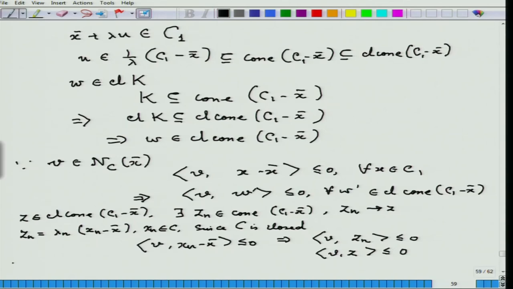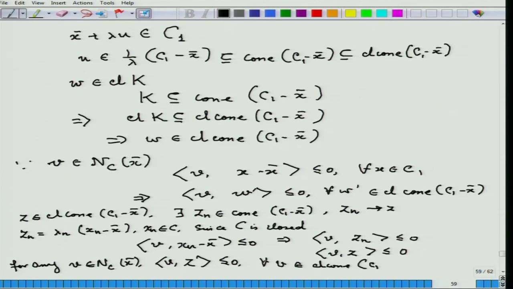So, what I have shown is that for any V element of N_C(x bar), V of z is less than or equal to 0 for all z element of the closure of the cone generated by C_1 minus x bar. I do not need this concept. So, here I use the fact that x_n is in C, use the definition that V is in the normal cone, then multiply by lambda_n, it will give me this. As I pass on to the limit, I will have this.